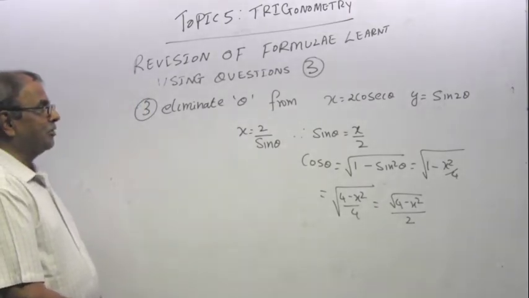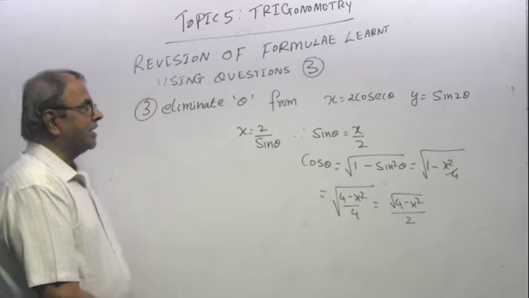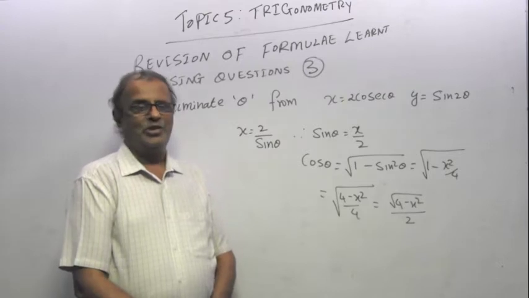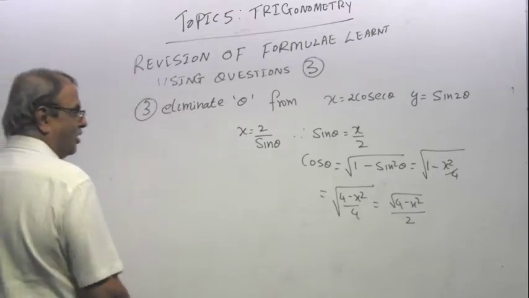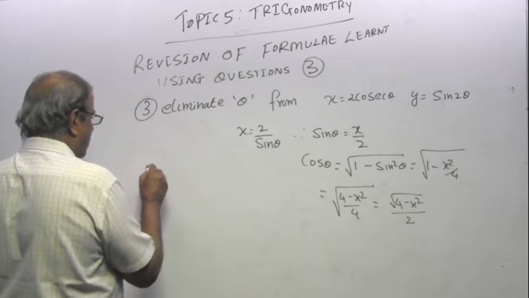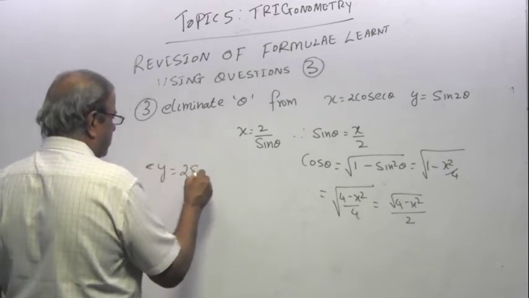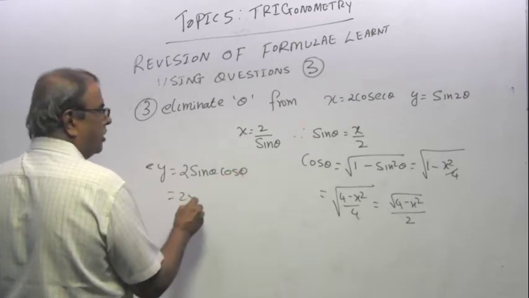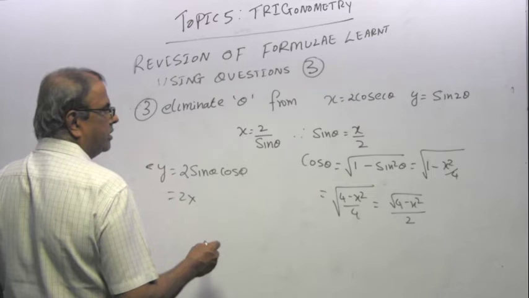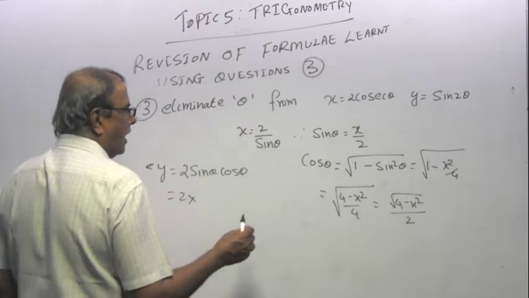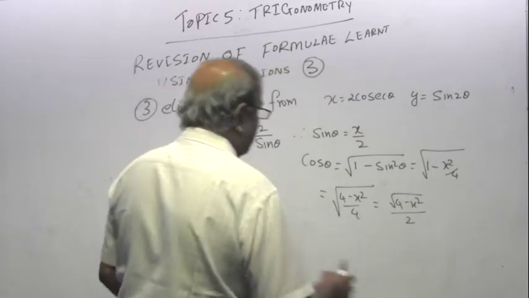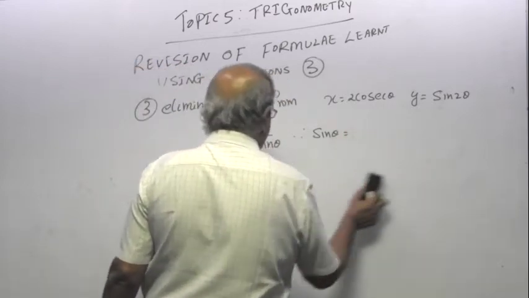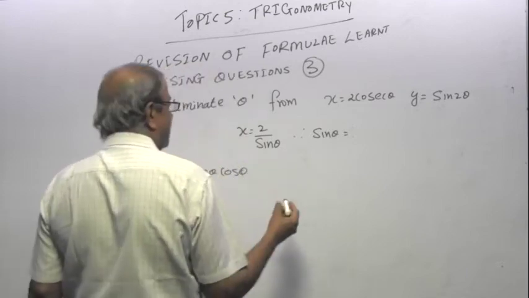Sometimes you use the substitution x equal to 2 cosec theta to integrate sine 2 theta d theta, something like that. Then you should know how to convert them. Let's hope for the best. So therefore, y equal to 2 sine theta cos theta. So that is 2 times, I wrote and you also agreed. It is a bit stupid. See, this way sometimes we go wrong.